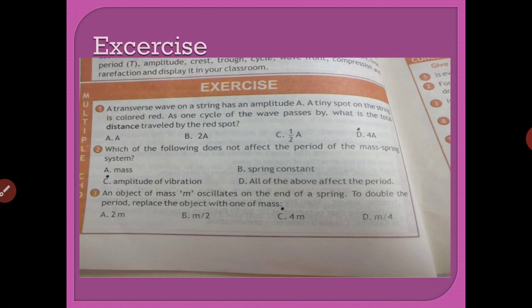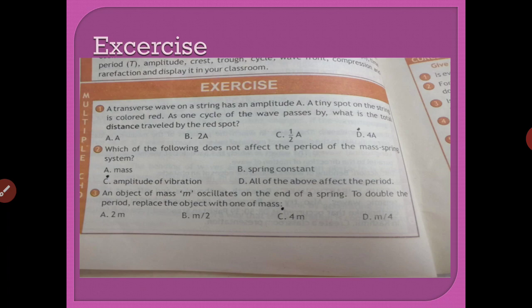Now the third one is, an object of mass m oscillates on the end of a spring. To double the period, replace the object with one of mass... meaning they are asking about a mass spring system.